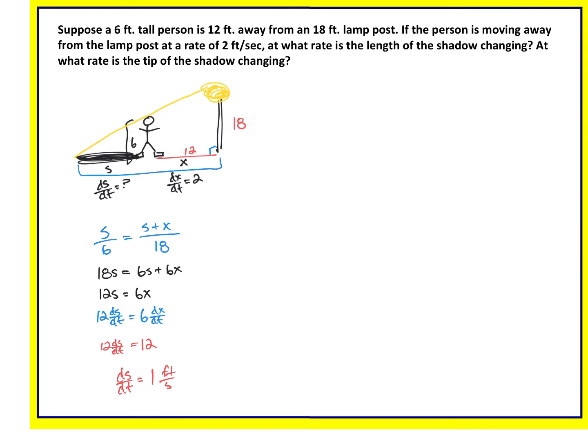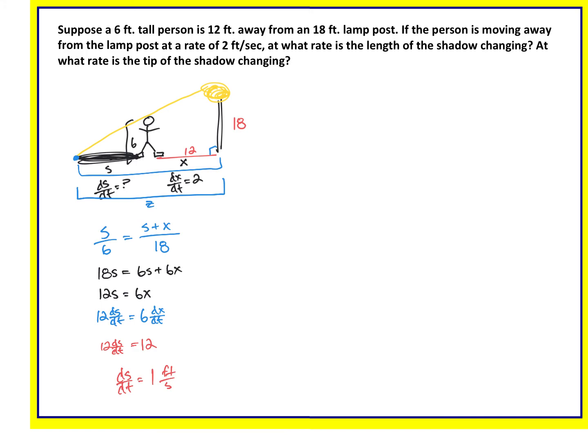Pretty nifty. Now the hard one. What's the last part, TJ? At what rate is the tip of the shadow changing? The tip of the shadow is that little bit right there, and that has to deal with that whole side. I'm going to call it Z.